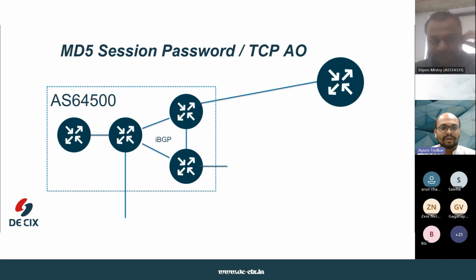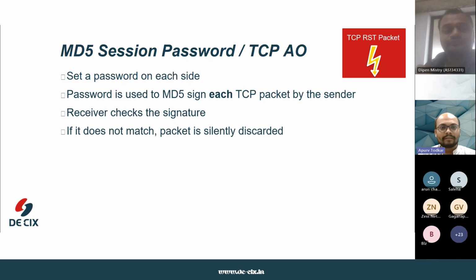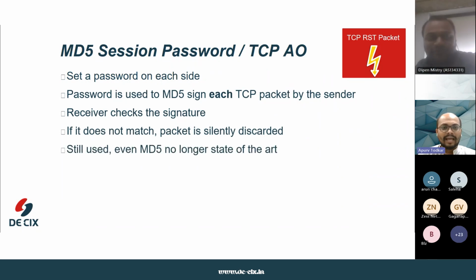By using MD5 or a session password, you can add an extra layer of protection that makes it harder for attackers to send such packets. Without authentication, your BGP session won't be established, keeping your session more secure against unintended resets. The solution here is to set a password on both sides. The password is used to sign each TCP packet the sender sends, and the receiver checks the signature, and if it doesn't match, the packet is dropped without any notice.